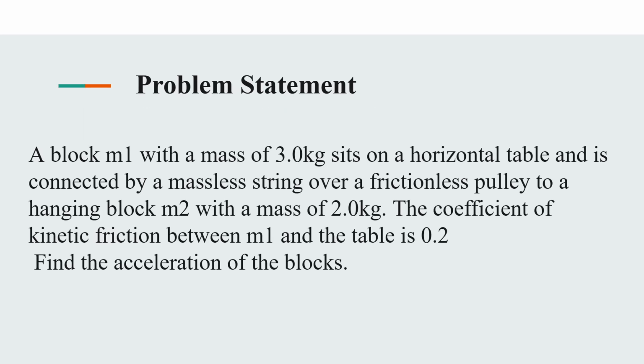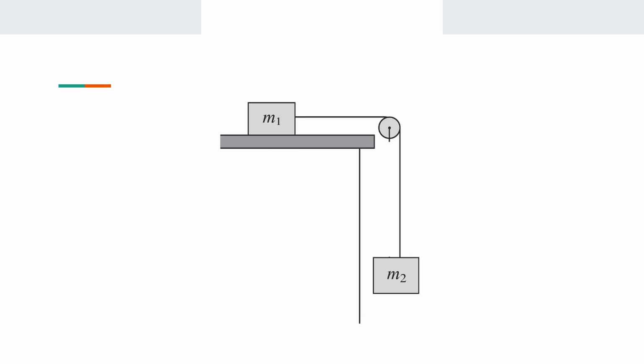So the problem is a block M1 with a mass of 3 kilograms sits on a horizontal table and is connected by a massless string over a frictionless pulley to a hanging block M2 with a mass of 2 kilograms. The coefficient of kinetic friction between M1 and the table is 0.2. Find the acceleration of the blocks. And here's a diagram of that.